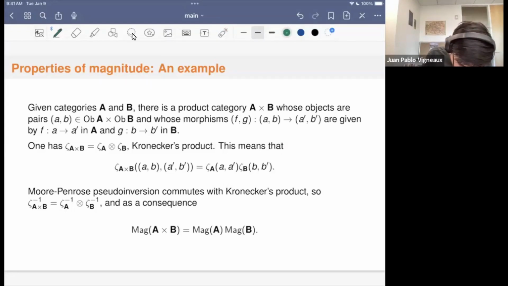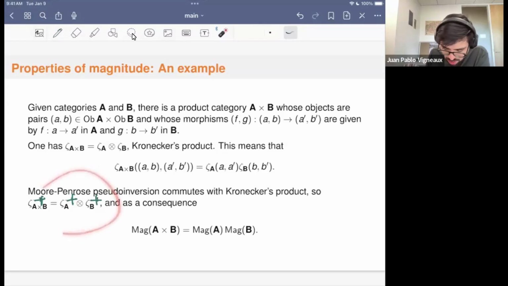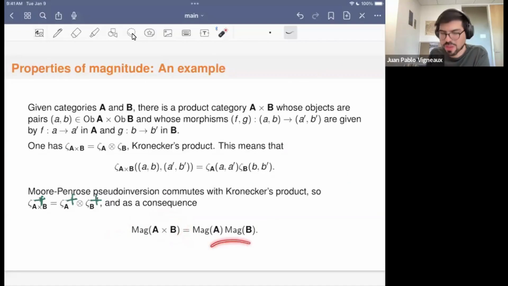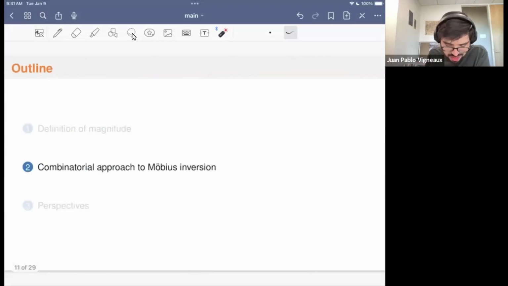So if you compute the pseudo inverse of this matrix, it is the canonical product of the pseudo inverse of this one and the pseudo inverse of this one. From this, it follows directly with the formula I just presented that the magnitude of A times B is the magnitude of A times the magnitude of B. We proved other things like that, and I think maybe this could be exploited further. Okay, so that's the end of section 1. I don't know if there is a question so far.